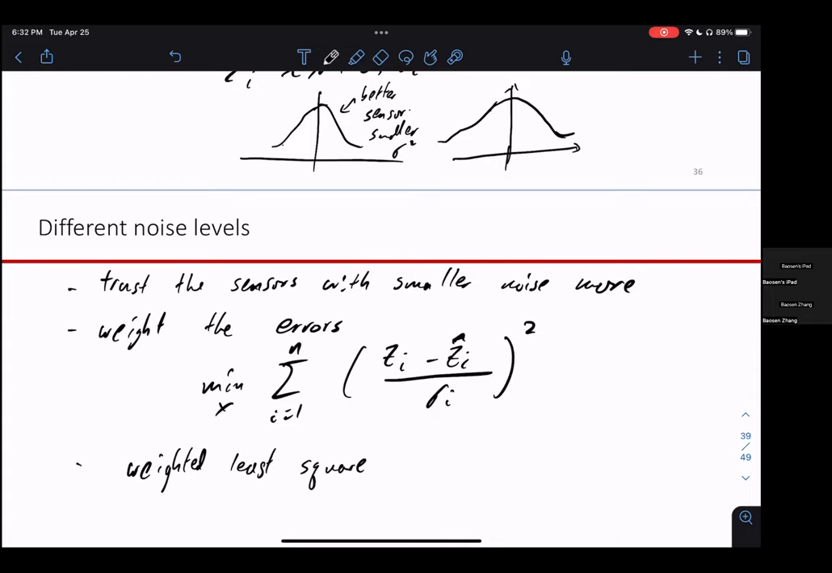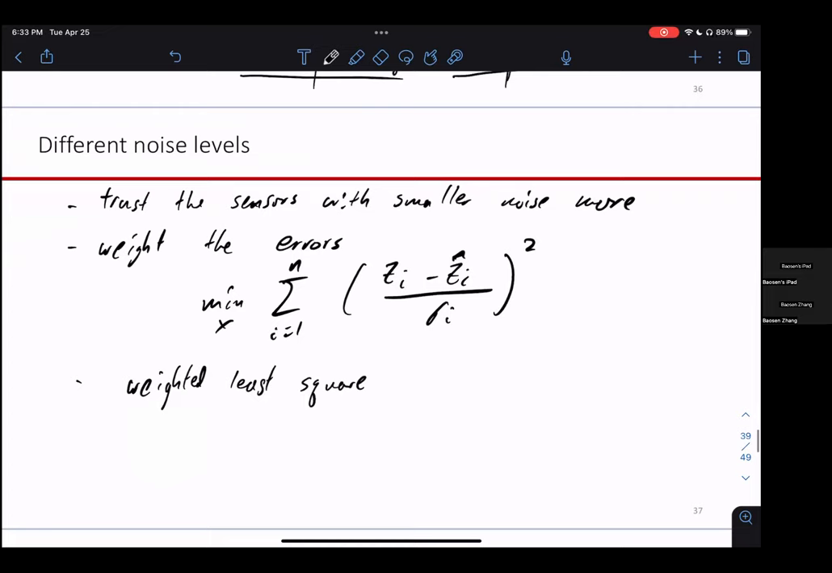Any questions about this, at least intuitively? Okay. You can have extreme cases. What happens when this is infinity? If it's infinity, this basically says your sensor really doesn't measure anything useful. So we don't care about this; the measurement doesn't matter. What happens if this is zero?